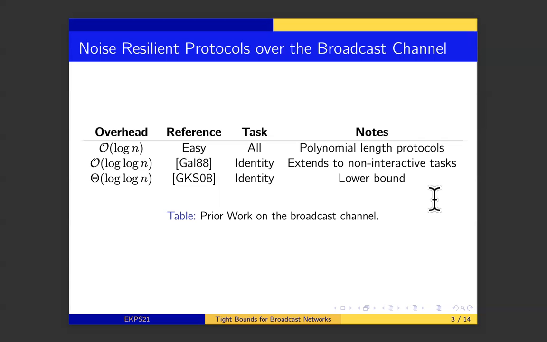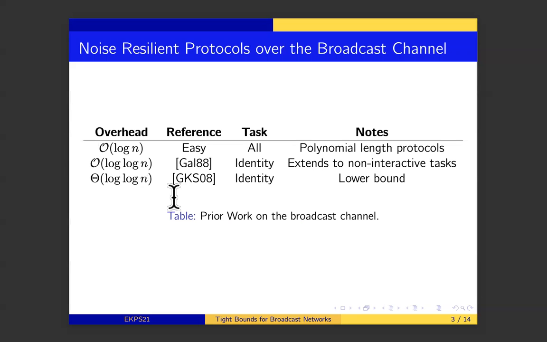And for this problem of finding the overhead of interactive codes over the broadcast channel, the best upper bound is O of log n. This is the easy lemma I explained. And the best lower bound is omega of log log n, which is the result by GKS. And therefore, there's a gap between the log n overhead, which is the best upper bound, and the log log n overhead, which is the best lower bound.